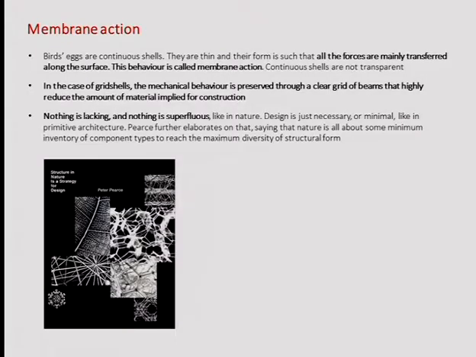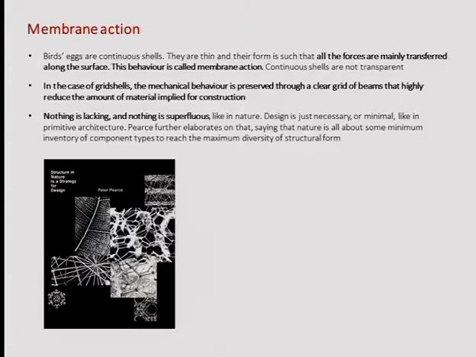And generally, we could say that eggs are a very good example of continuous shells. So that's why they're very thin and they've got that shape. And the behavior we're talking about is called membrane action. Membrane, again, just to give the idea of how thin these structures are. There is one point. These type of structures are not transparent. So the idea is that they cover large spans, but at the same time, what's the point if we cannot bring light in?